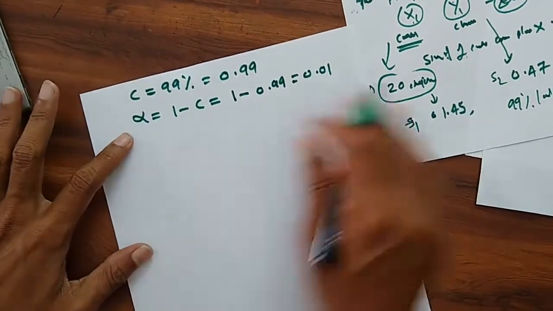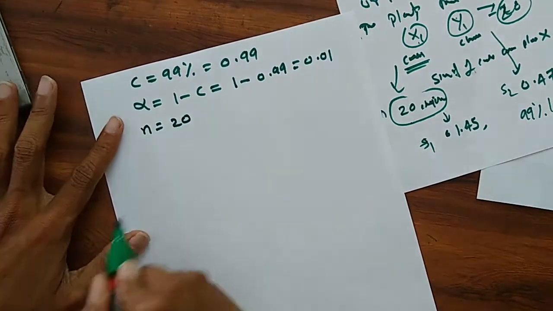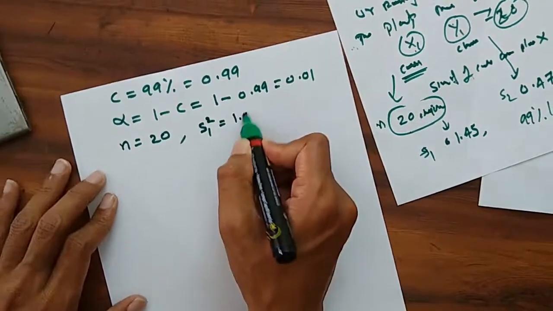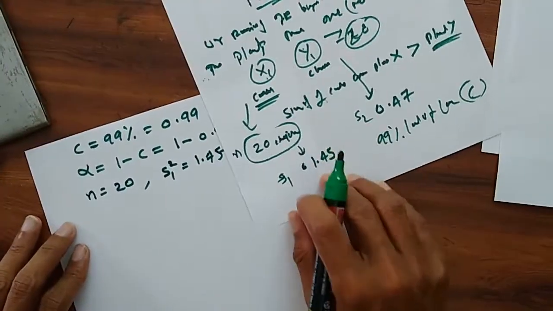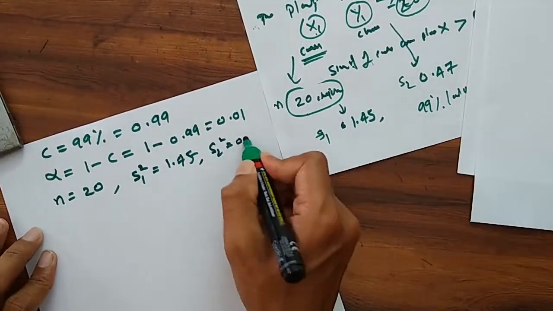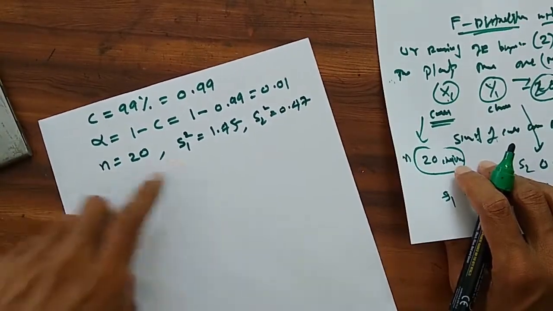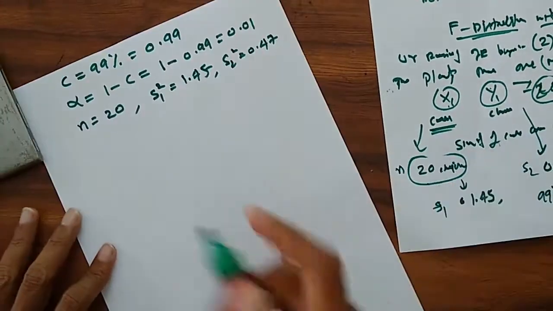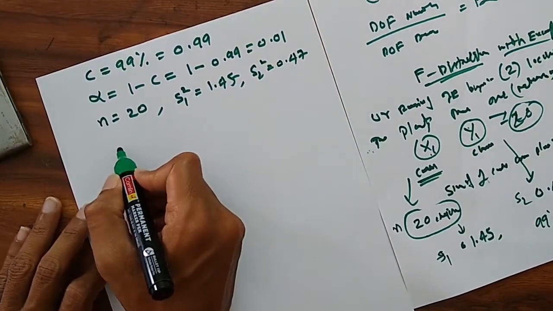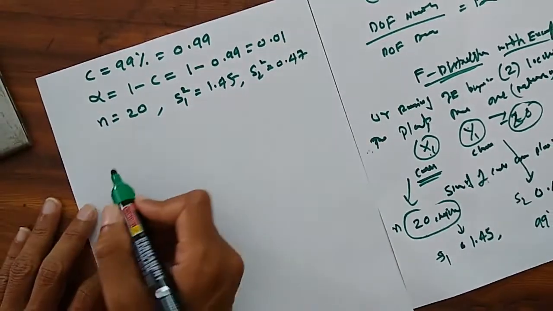Now we know we are dealing with 20 samples, so our N will be 20. We are given S1 squared as 1.45 in our problem, and S2 squared is 0.47. So this data we are given: C, alpha, N, S1 squared and S2 squared. As I said earlier, we need to know the degree of freedom of the numerator and the degree of freedom of the denominator, of the first sample and second sample.